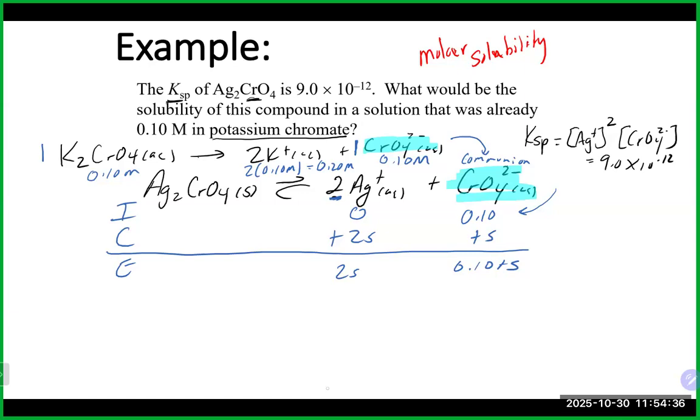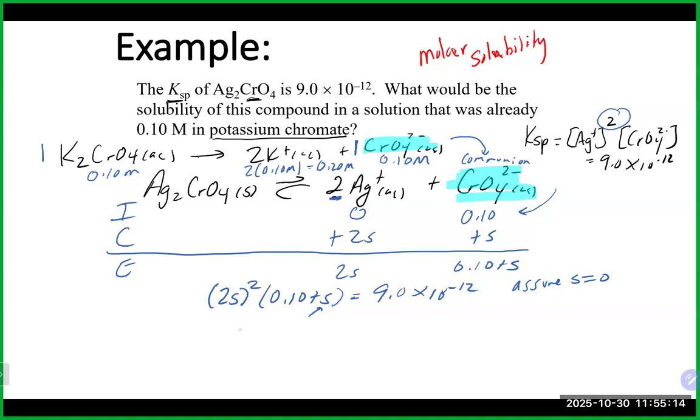Now that we have it, we're going to go into our expression. So that is going to give us 2s, and remember, we still need to square it as well, times 0.1 plus s equals 9 times 10 to the minus 12. Just like we did on the example that we finished up on, we definitely have a small value of K, so we can assume here s is equal to 0. Once again, it is going to be that s right there that we're going to get rid of.